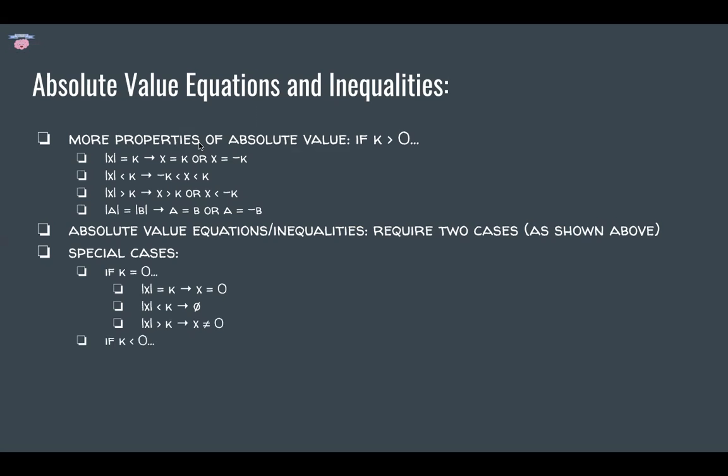If k is less than 0, and absolute value of x is k, or absolute value of x is less than k, either way, that means the absolute value of x would be negative, so no solutions. If it's greater than k, then it's all real numbers. You don't even have to restrict that it's not equal to 0.